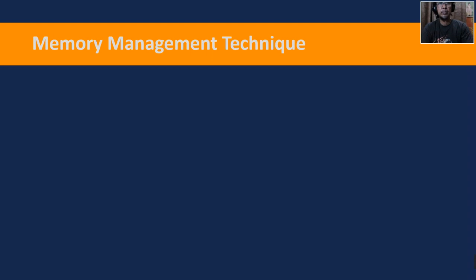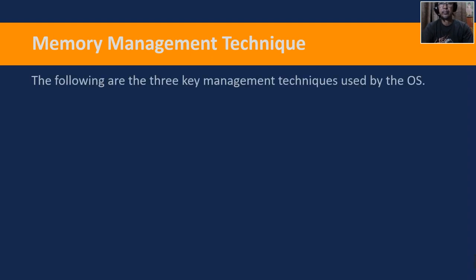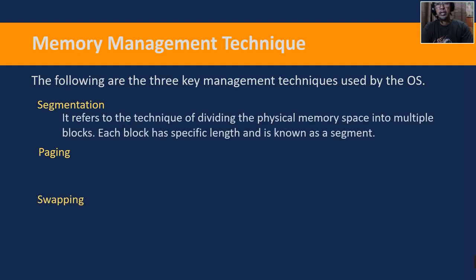Okay, memory management techniques. The following are the three key management techniques used by the OS. First is segmentation. Second is paging. Third is swapping. Segmentation refers to the technique of dividing the physical space into multiple blocks. Each block has a specific length and is known as a segment.